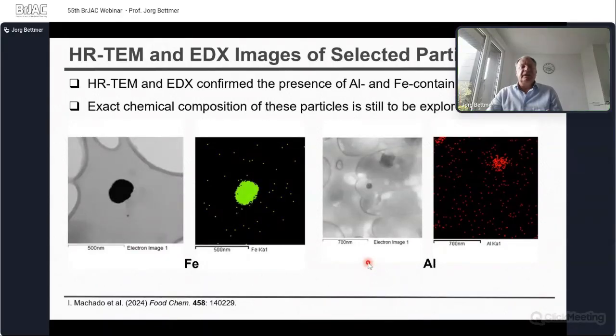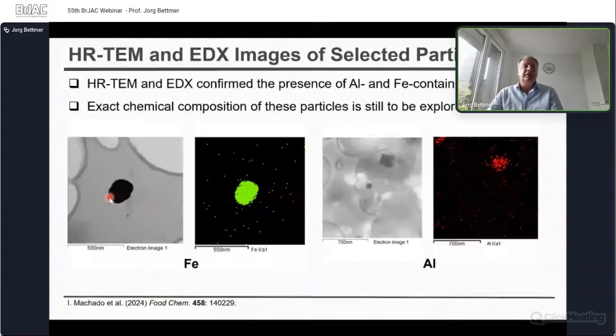And again, we need a complementary tool to get information on whether the results of ICP-MS make sense or not. So in this case, we use the combination of high-resolution transmission electron microscopy and energy dispersive X-ray spectroscopy to image some selected particles. Here on the left-hand side, you can see some iron particles, which are not really nanoparticles, because they have a diameter of roughly 250 nanometers.